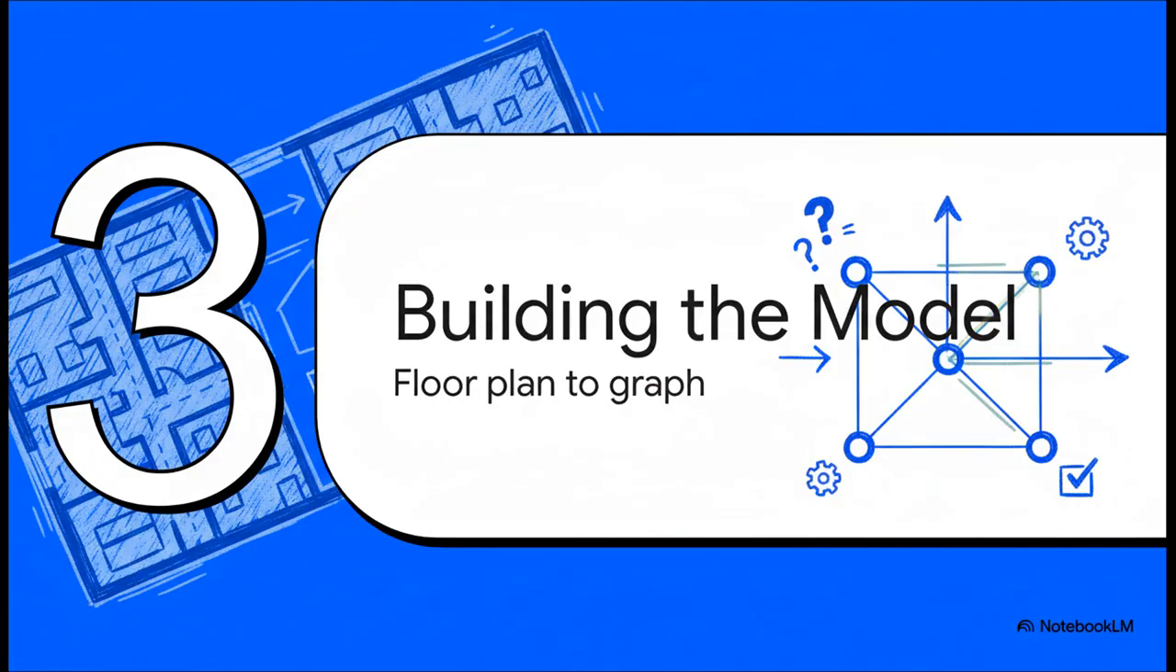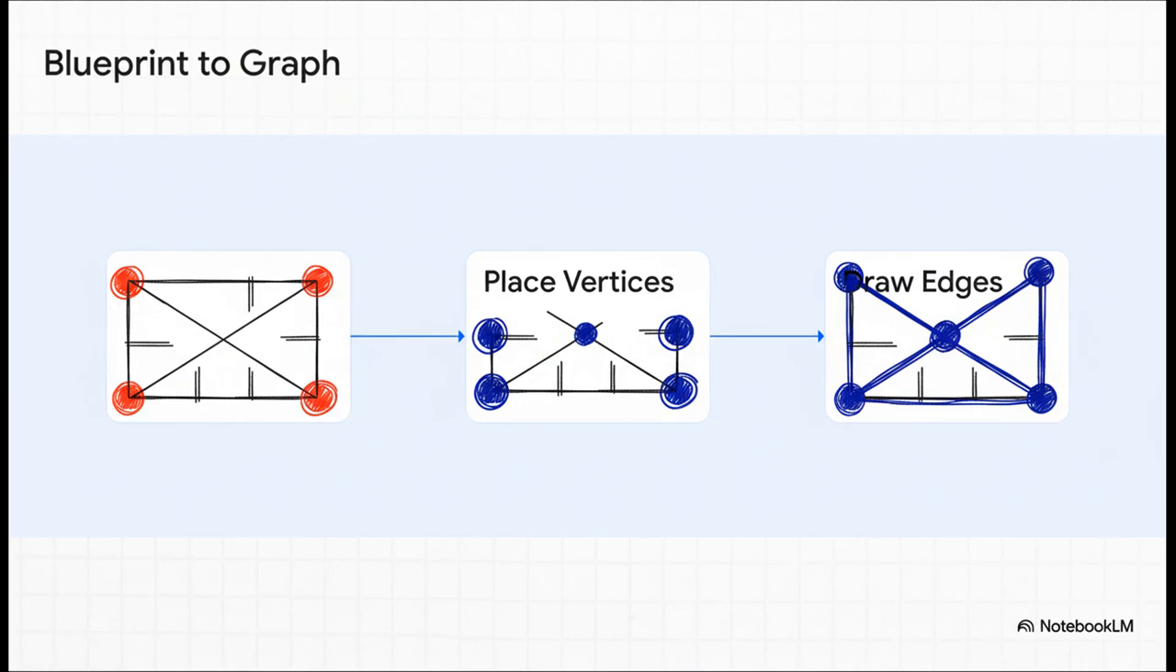All right, theory time is over. We know the lingo. Now let's get our hands dirty. It's time to take that messy, confusing school floor plan and turn it into our own clean, simple vertex edge graph. Let's build this thing. Here's how we do it. It's a simple three-step process. First, you look at the floor plan and you just find all the intersections. Second, you plop a dot, a vertex, on every single one of those spots. And finally, for every wall that needs paint, you just draw a line, an edge, connecting the two dots at either end of it. That's it.